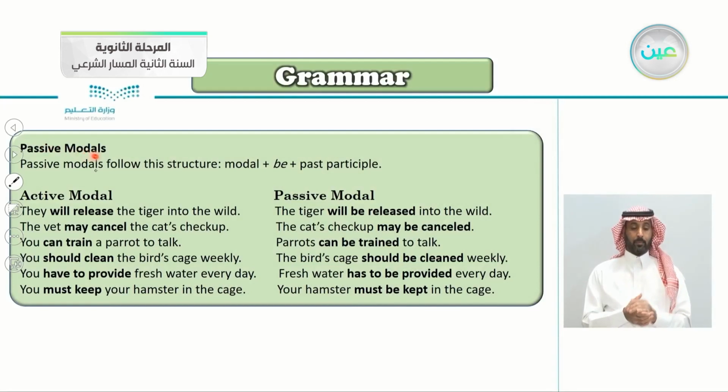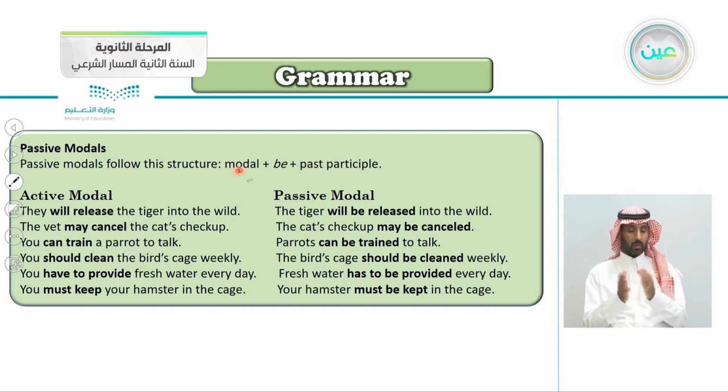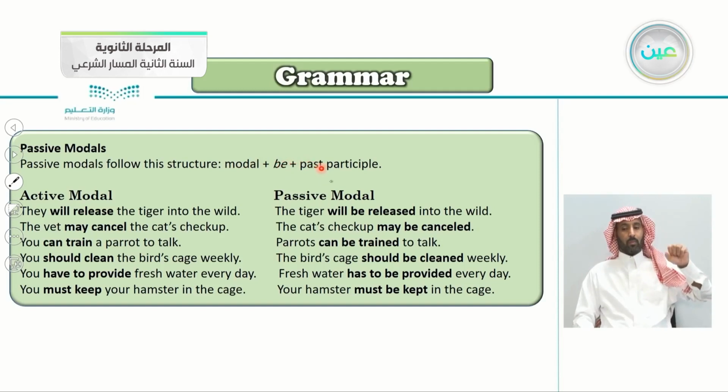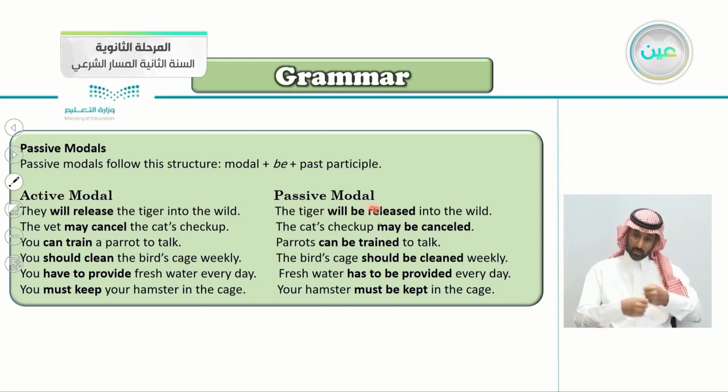So passive modals follow this structure. So this is the structure of the passive modal: the modal plus be plus the past participle. So this is the structure here, the form. Modal, be, past participle. So the active sentence here: they will release the tiger into the wild. This is the active here. They will release the tiger into the wild. So we say the tiger will be released.